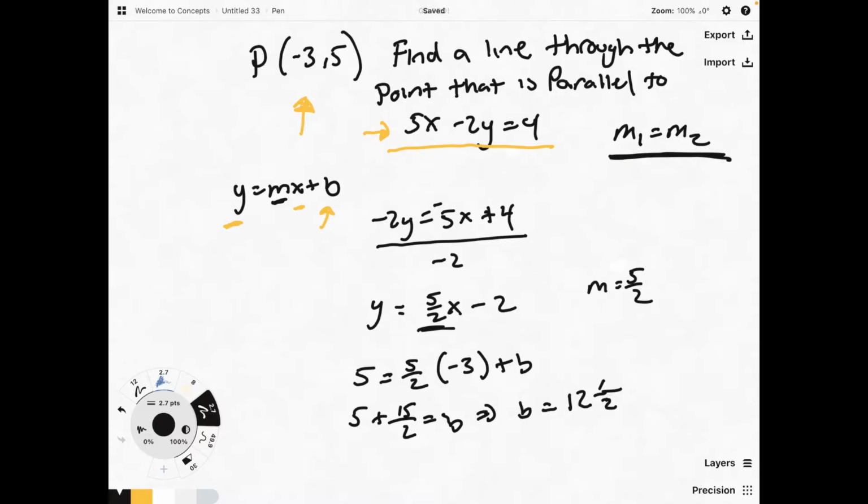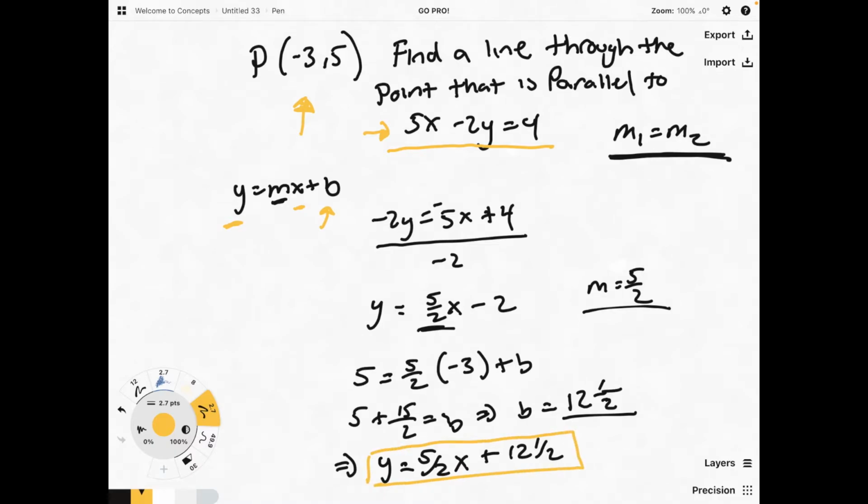All right, now that we have our slope and we have our y-intercept, we know that the equation of the line that passes through point negative 3, 5, but is parallel to 5x minus 2y equals 4 is y equals 5/2 x plus 12 and 1/2. And this is our equation.